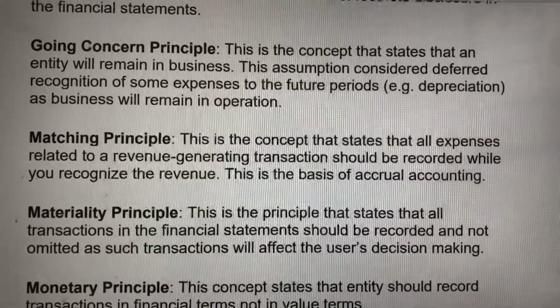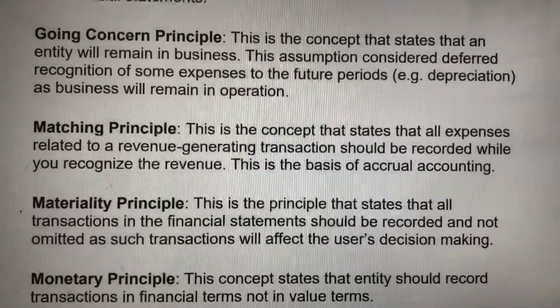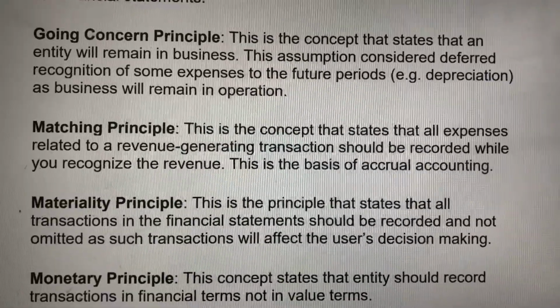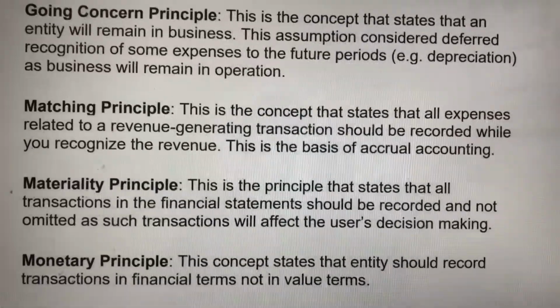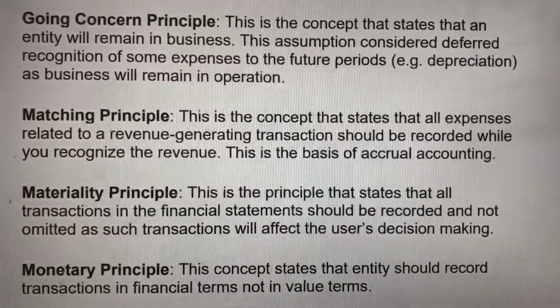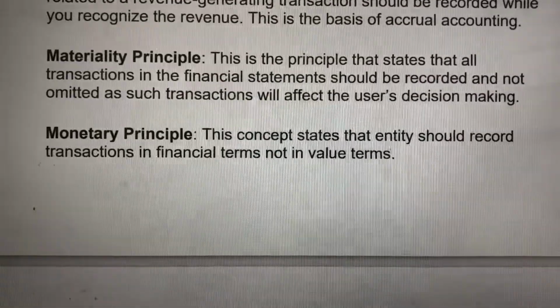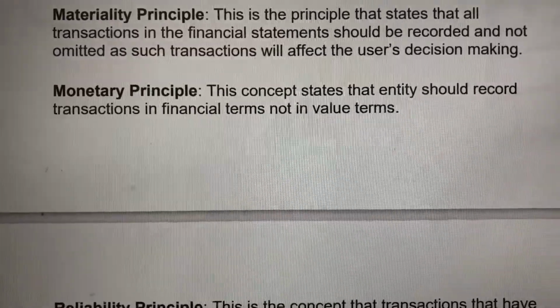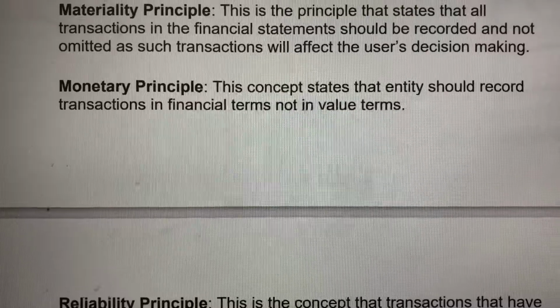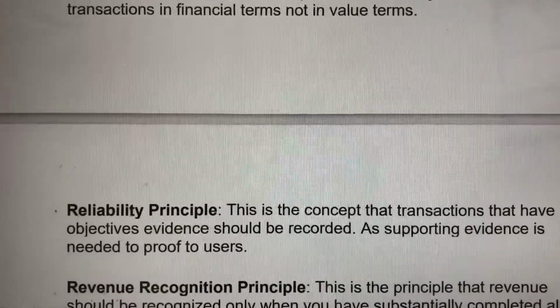And we talk about the materiality principle. This is the principle that states all transactions in the financial statements should be recorded and not omitted. As I've said, we should not omit any of the information. This is for the benefit of the user. We have the monetary principle, that entities should record all their transactions in monetary terms, not in value terms.